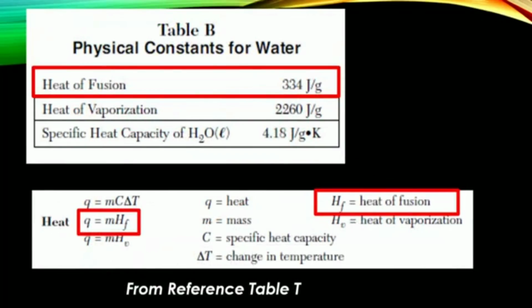Remember that when the temperature is not changing during a phase change between a solid and liquid, we are going to use the heat equation with the heat of fusion. You will find the exact quantity for the heat of fusion for water on reference table B. If the substance is not water, they'll have to give you the heat of fusion, as this is different for every single substance.